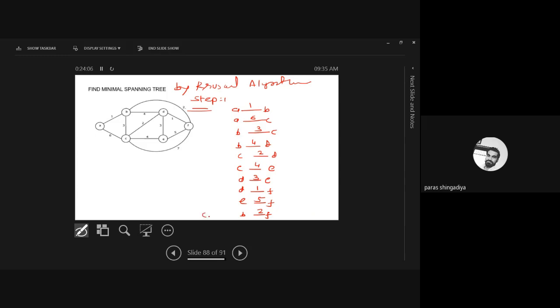Let's try from here. It is weight 7. Okay. Then after write step 2. Okay. You have to sort it. इसको आपको sorting करना है and arrange as a sequence wise. ठीक है. So minimum क्या है? That is a 1.